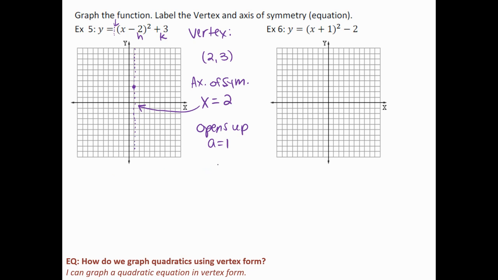So I'm going to basically build a quick little t-chart here. I'm going to do it over to the side, actually. And I'm going to plug in x equals 3. So I'm going to take my equation, y equals, and I'm going to put (3 minus 2) squared plus 3. And I'm going to solve that. 3 minus 2 gives me 1. And then I square it. So I get 1 plus 3, which equals 4. So my ordered pair that I'm going to plot on my graph is (3, 4). So I go over 3, 1, 2, 3, and up 1, 2, 3, 4.